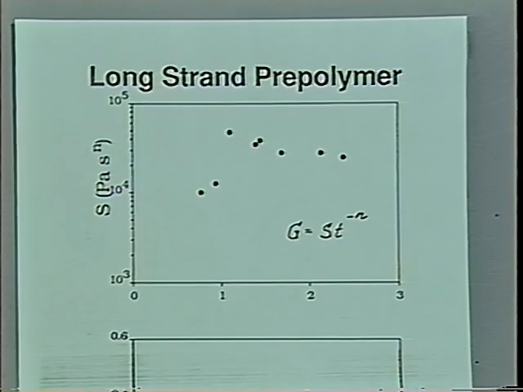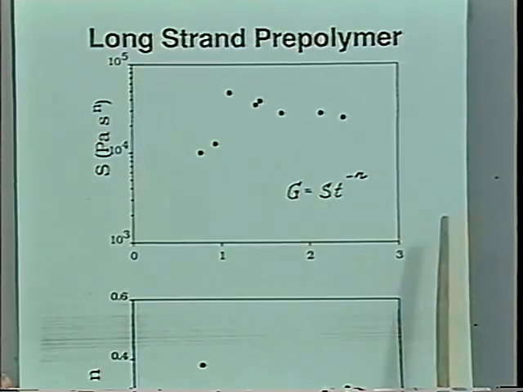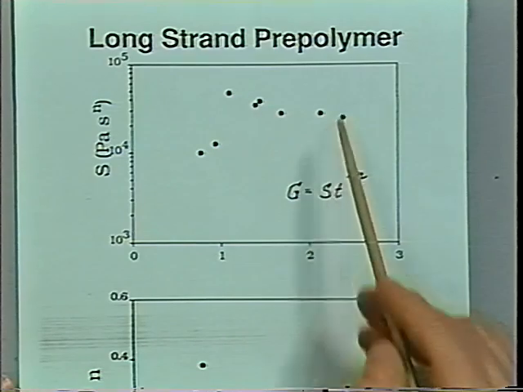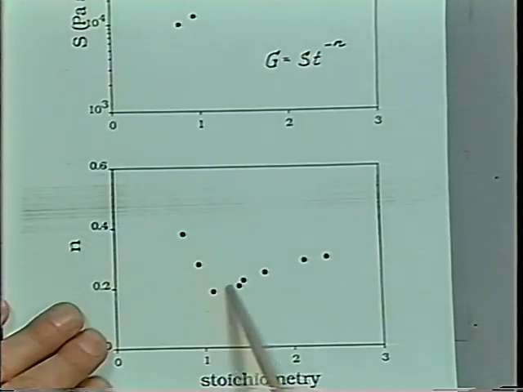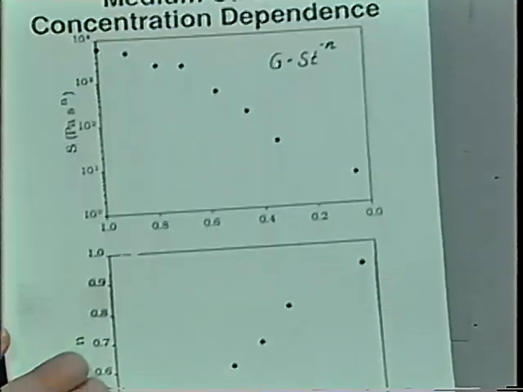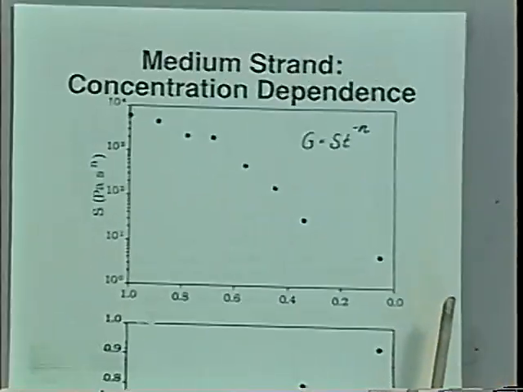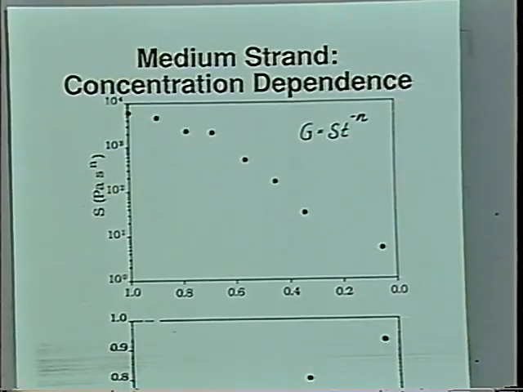Jim Scanlon did the same experiment with a high molecular weight sample, about 50,000 molecular weight. Again, S is increasing with stoichiometric ratio, N is going down, going through a minimum here. And again, there's a mirror relation between the two. He added some diluent to his polymer. He took a medium strand material and added diluent. This would be pure polymer.